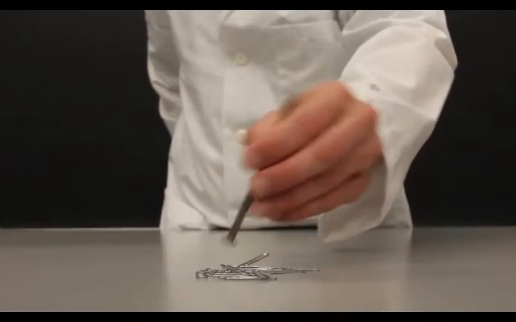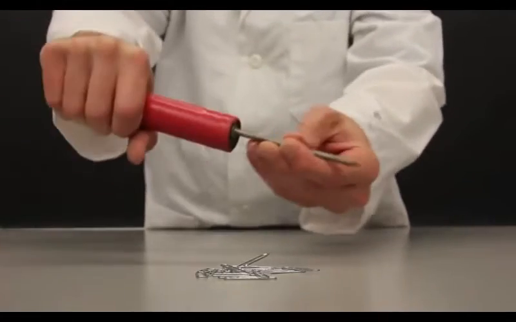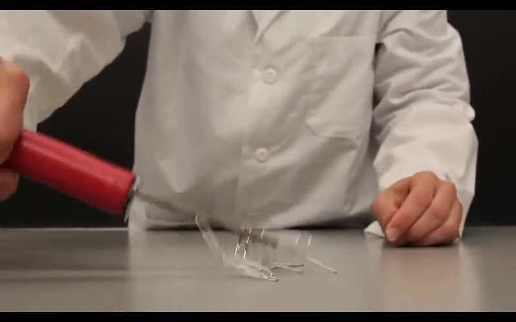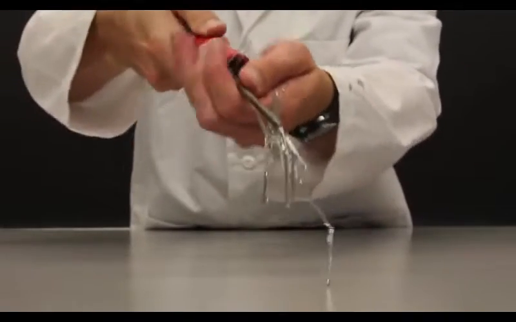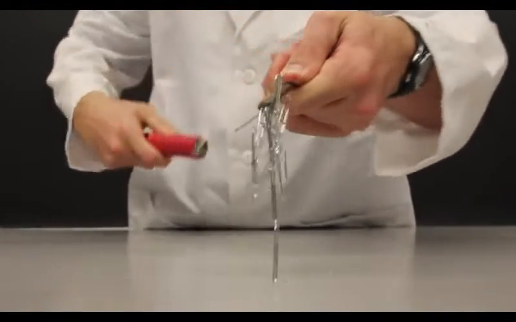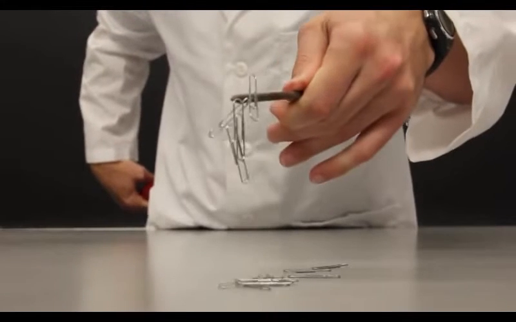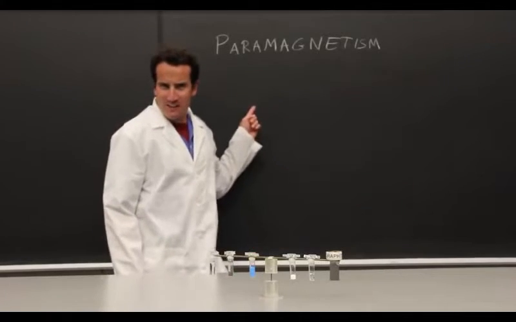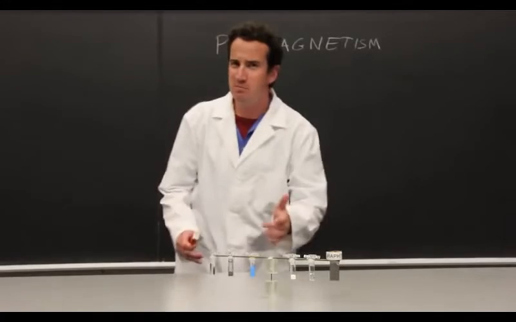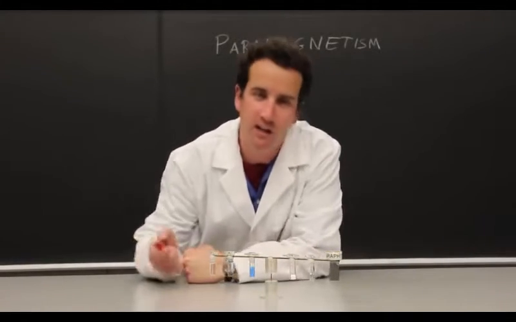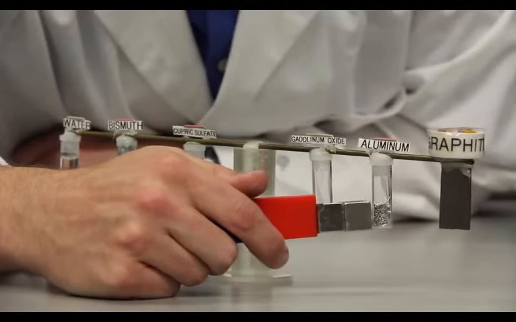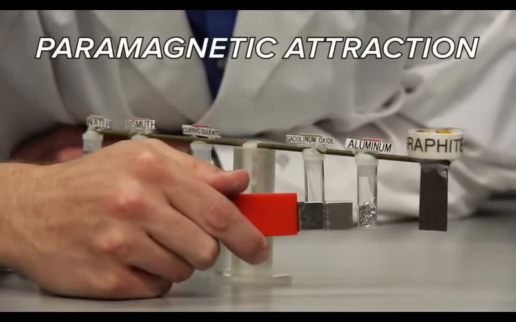Ferro means iron. An unmagnetized piece of iron, or nickel, or cobalt, becomes a magnet in the presence of a magnetic field. The effect is strong and lasts even after the magnet is removed. Paramagnetism is a similar effect, except that it's much weaker and temporary. Aluminum is a good example of a paramagnet.